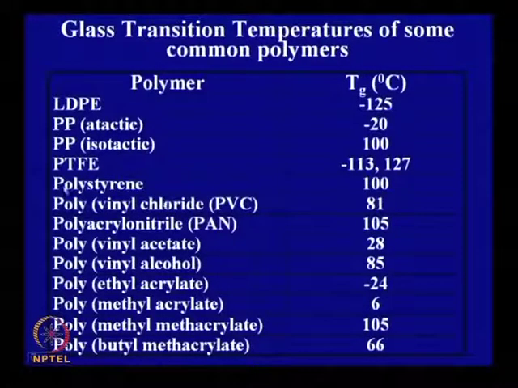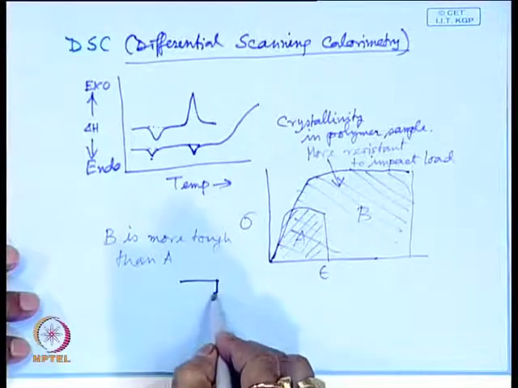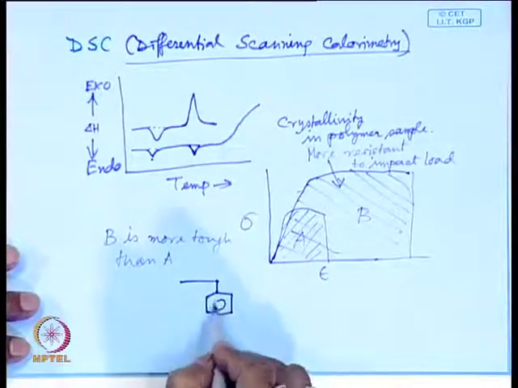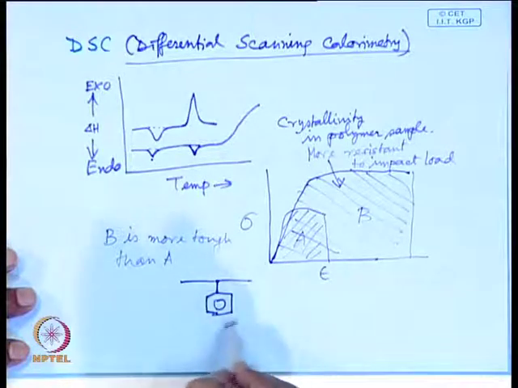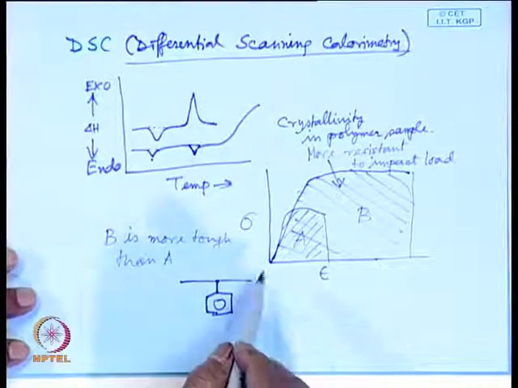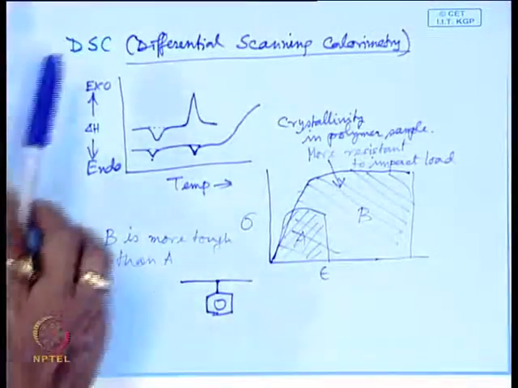Why? Because polystyrene contains one pendant phenyl ring. So, that makes the polymer, this bulky phenyl ring makes the polymer rigid. Achha. This is for hydrocarbon plastics.